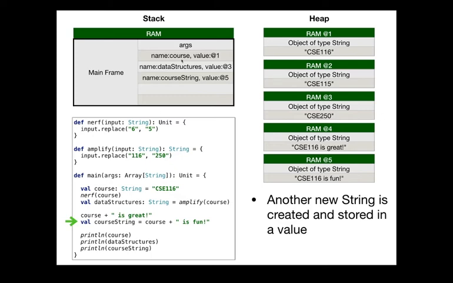Then we would get what we expect. We can follow the stack and heap diagram. Course at 1, we're going to print CSC 116. Data structures at 3, we're going to print 250. Course string at 5, we're going to print CSC 116 is fun, to get that behavior out of there. All right, any questions on this example?